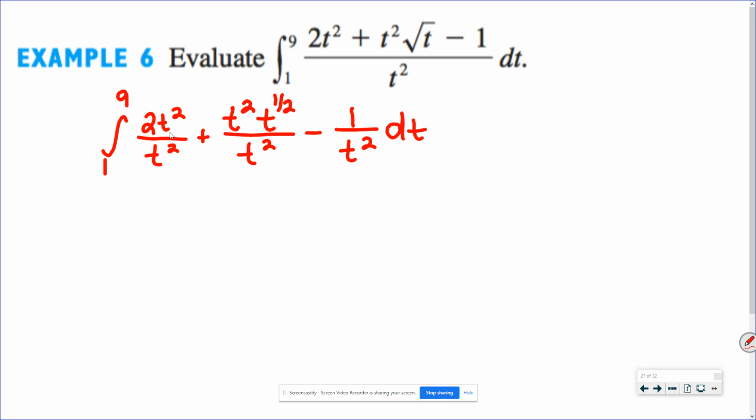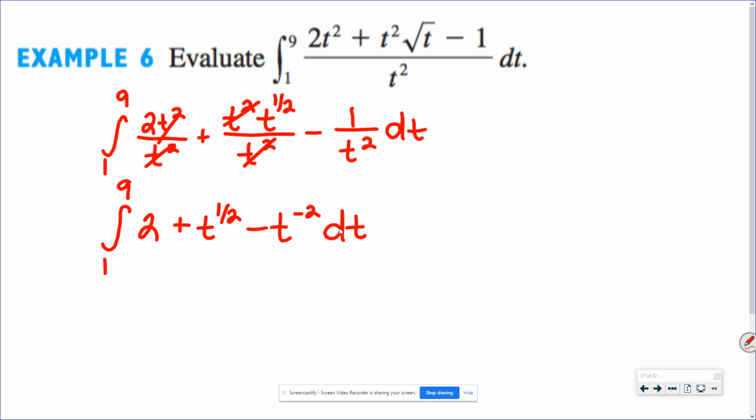So like 2t squared over t squared, that would just be 2. This I can do like exponent rules if I wanted to, or I could just cross out the t squareds, and that would make this t to the 1/2. And then here at the end, maybe we'll write that as t to the -2nd power. Okay, now you may differentiate. So the antiderivative of 2, that would be 2t. By the way, we have to use the letter t because it says to take the antiderivative with respect to t.